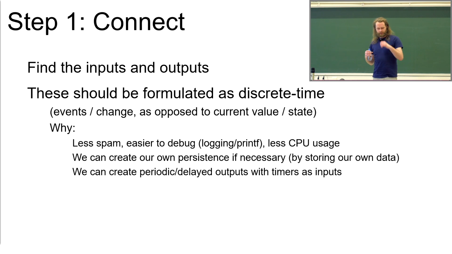And if you need a continuous output, you can generate that with a timer. So the timer ticks periodically, and then you produce your periodic output. So a continuous output can be produced from events in that way, and you also get perfect timing for it as well. So events are just easier to work with. Make sense? Yeah.